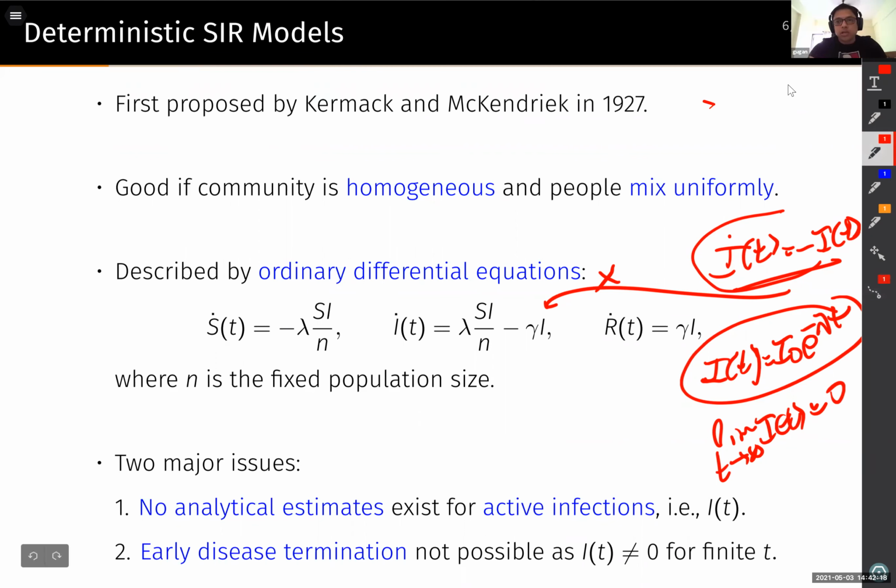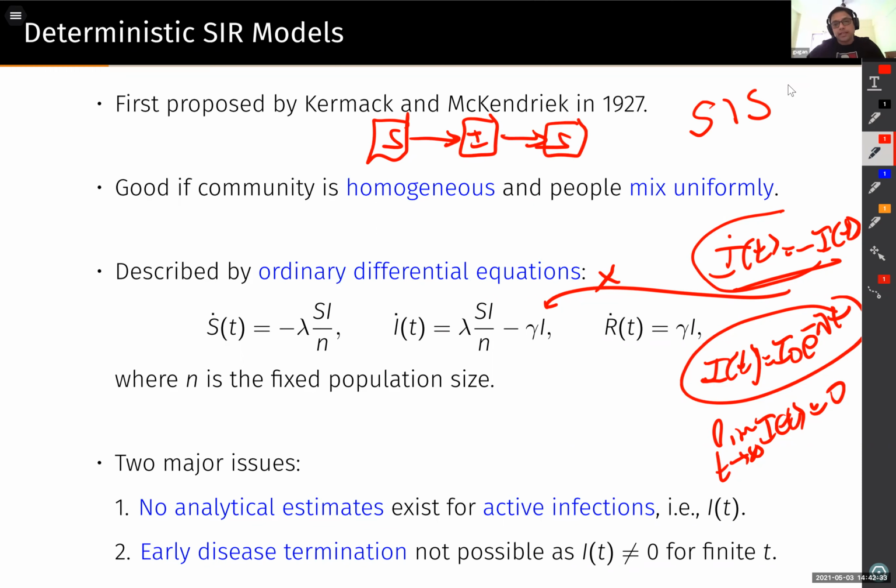So there is one model called SIS, right? Where you start with S, you go on to I, and then you become susceptible again. So in this model, you can get infected more than once. However, in the SIR model, you cannot get infected more than once.